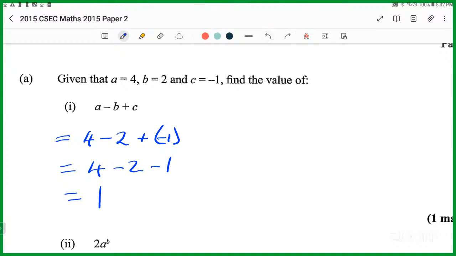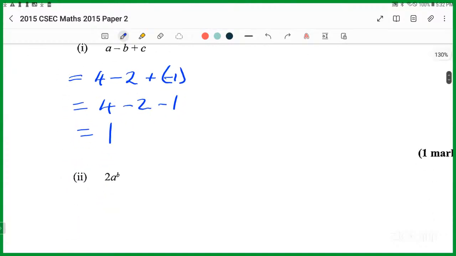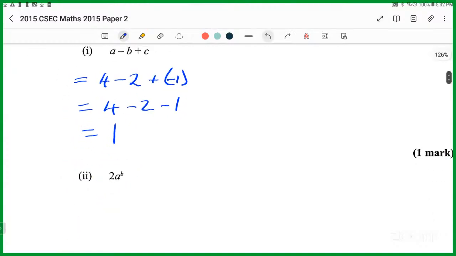That is it. But okay with that? Yes, sir. All right. Then now we're doing 2a to the b. So it's 2 times, and you're going to have to work out the power part first. You have to work out the power part first.